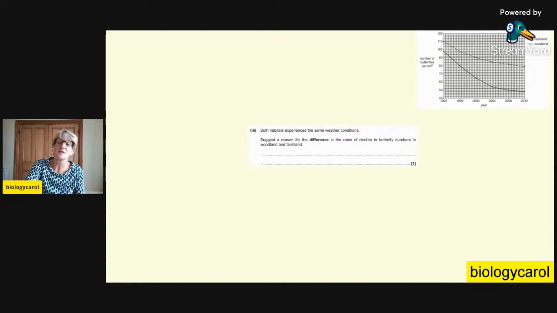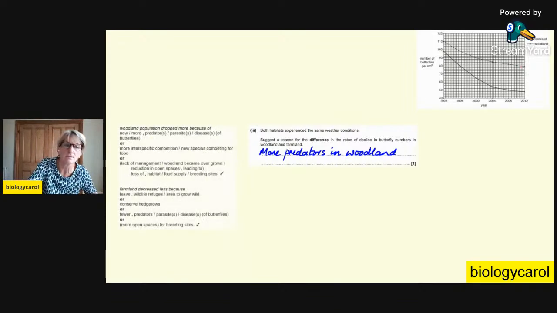Why could there be a difference in the rates of decline? In the woodland, they declined more quickly than in the farmland. So I'm just picturing in my mind a farmer's field and a load of woodland next to it. I'm going, what else? What could be different between those two things? My immediate thought was that in the woodland, there could be more predators of the butterflies. So loads of different possible answers.